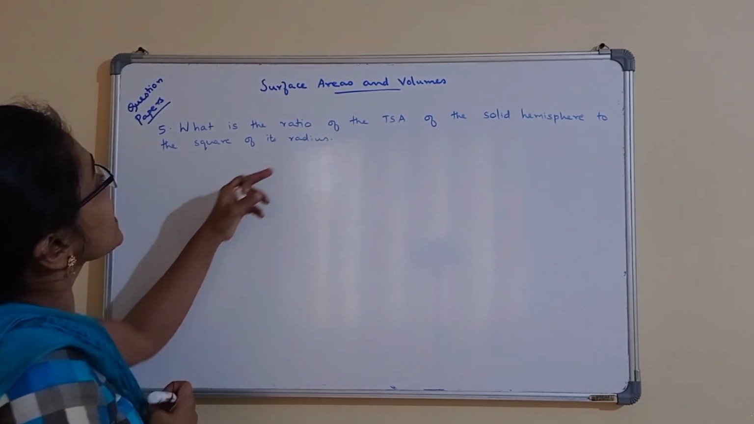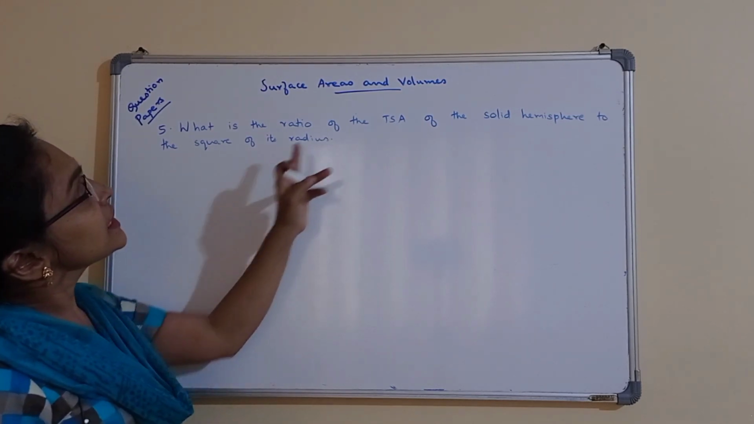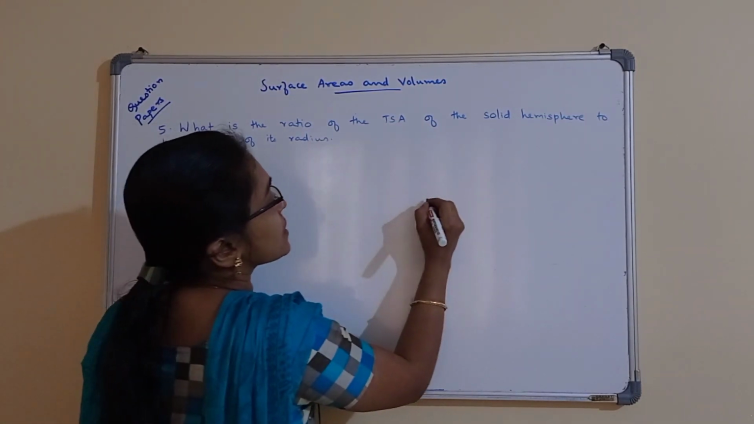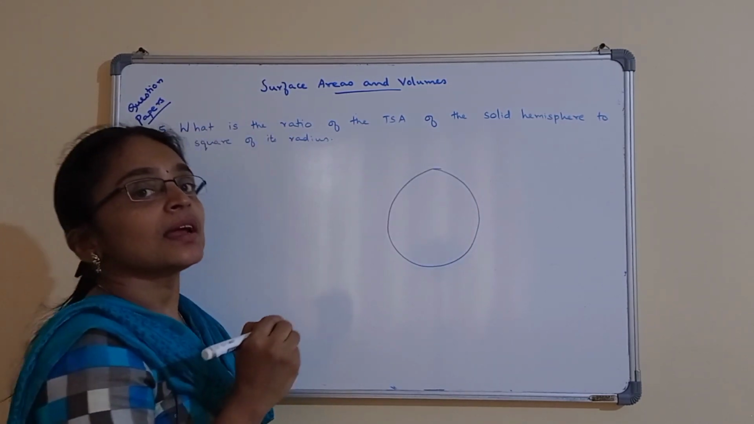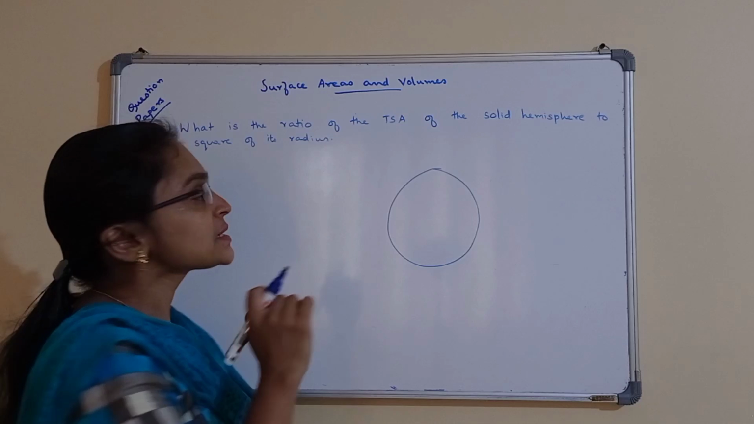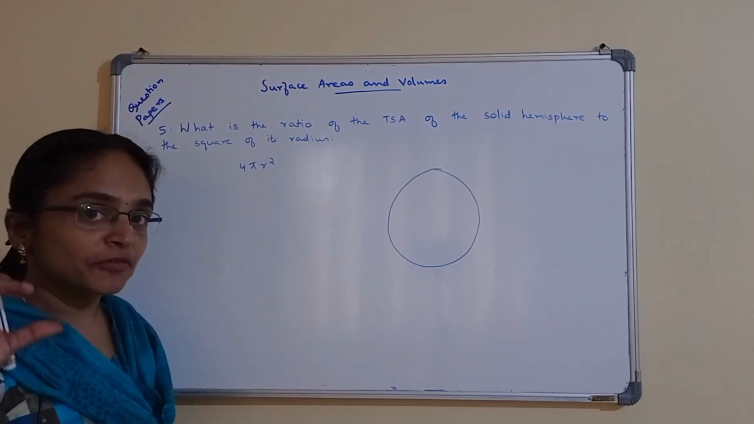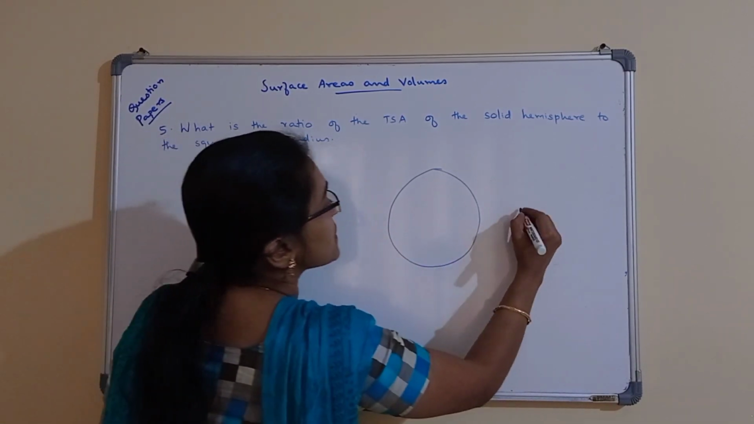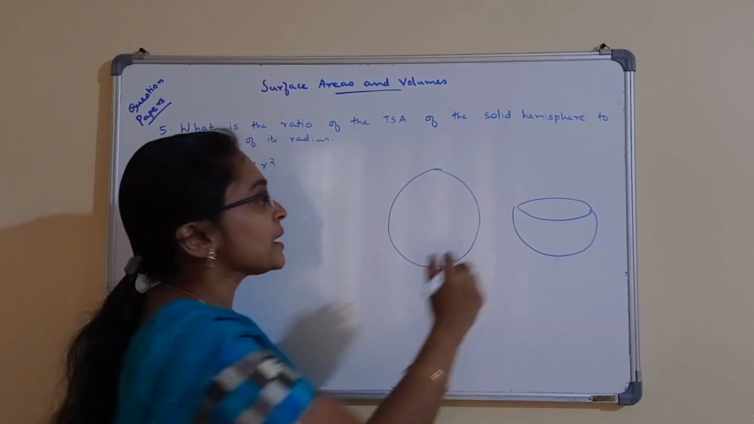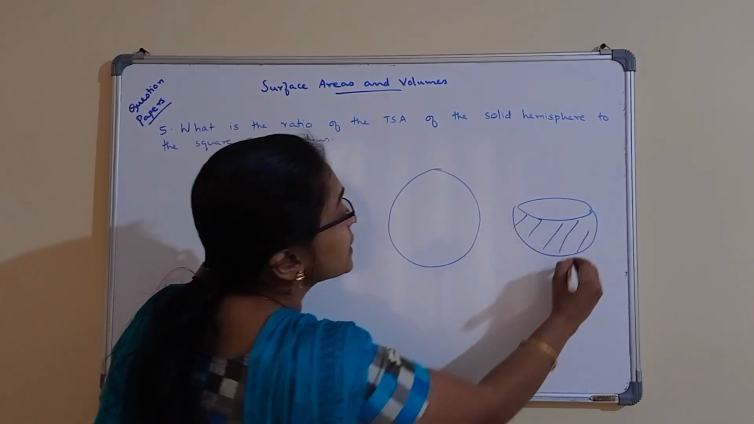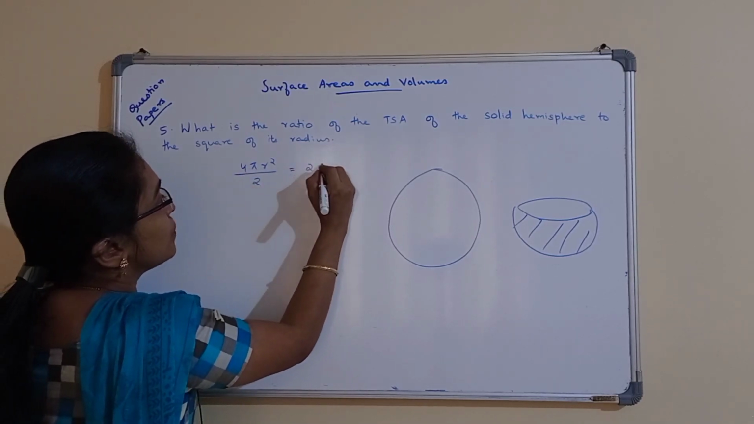Next one, what is the ratio of the TSA of the solid hemisphere to the square of its radius? TSA of solid hemisphere. It is half of the sphere, right? And what is the surface area of a sphere? It is 4 pi r square. So surface area of a hemisphere, this curved area, will be 4 pi r square by 2, which is 2 pi r square.